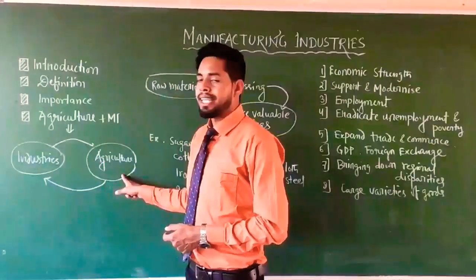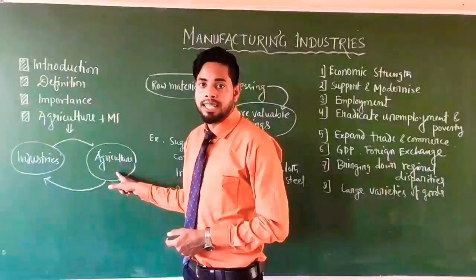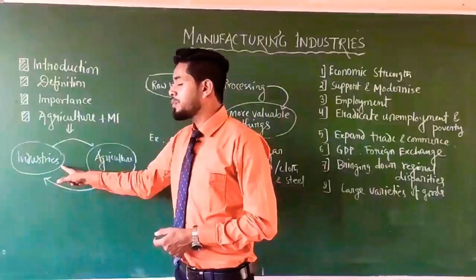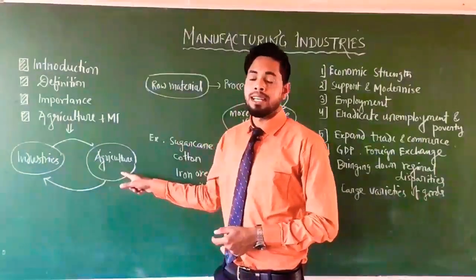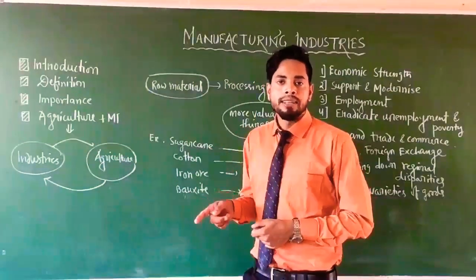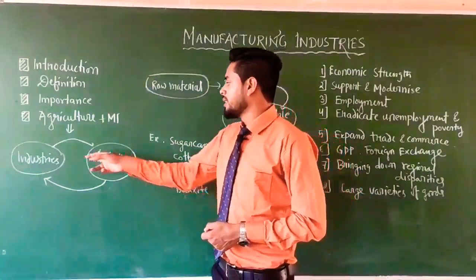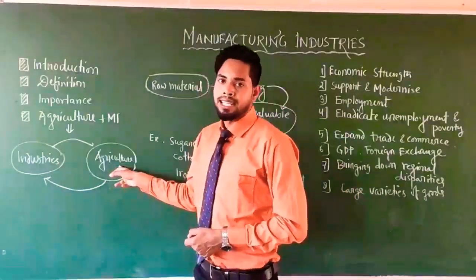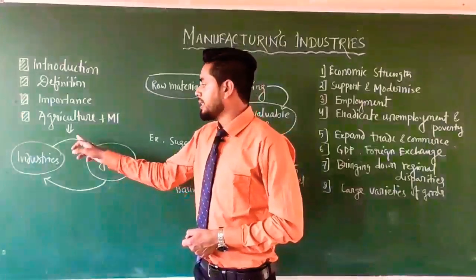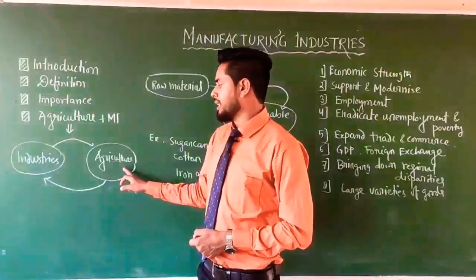boost agriculture. Industries help and support agriculture. How? Industries provide many tools and materials like tractor, harvester, thresher, combine, PVC pipe, fertilizers, pesticide, insecticide, directly to agriculture. So industries help to increase the production of agriculture.